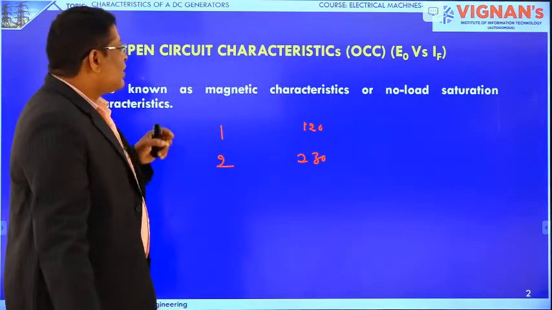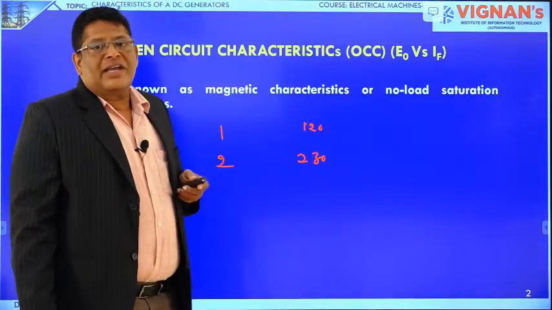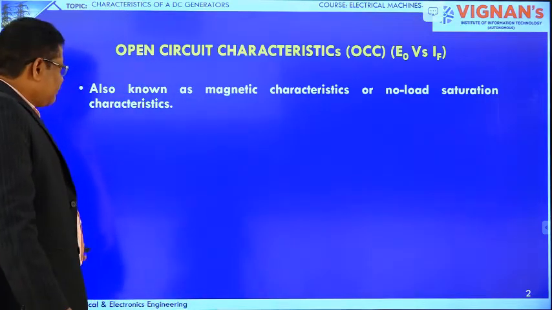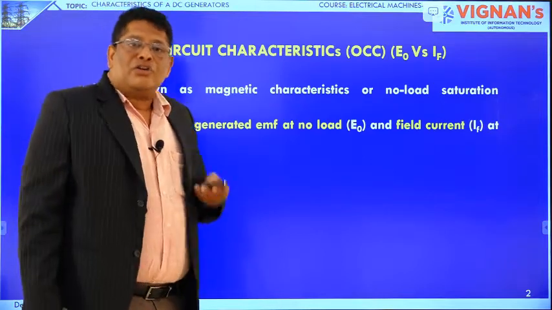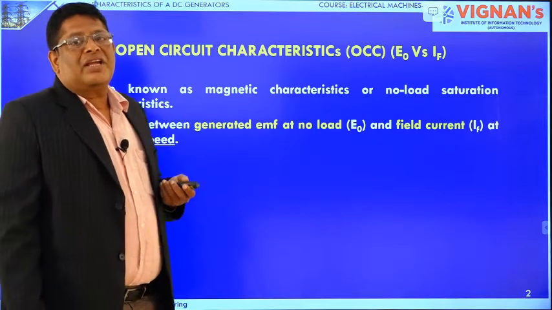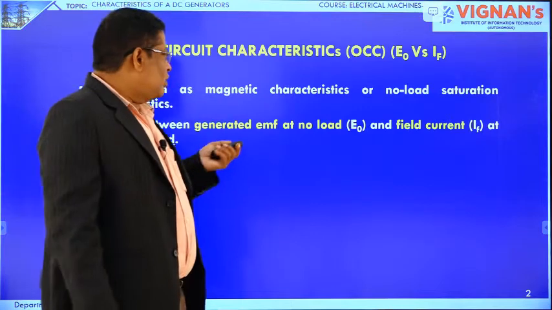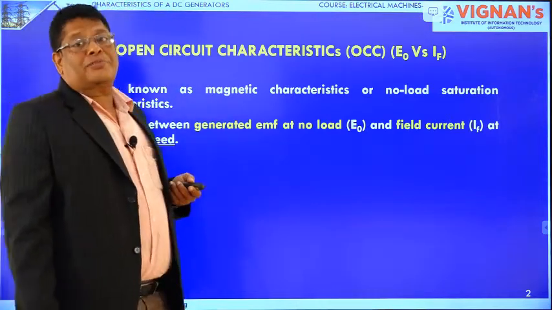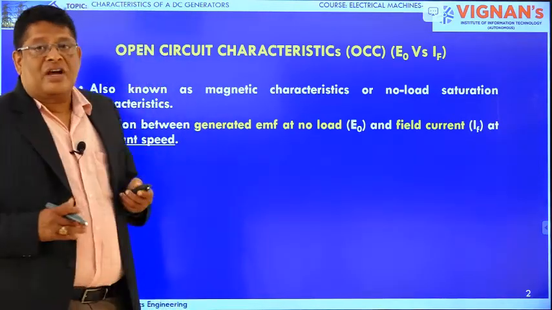The open circuit characteristics are nothing but no load characteristics. Sometimes we call it the magnetic characteristics of a DC generator. It is the relation between the field current and the voltage induced in a generator without connecting any load across the generator, at a constant speed. Here we have to maintain the speed of the generator constant.